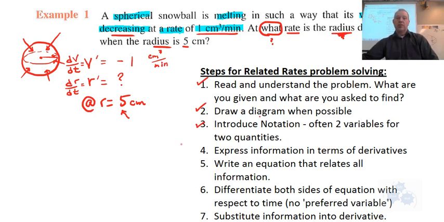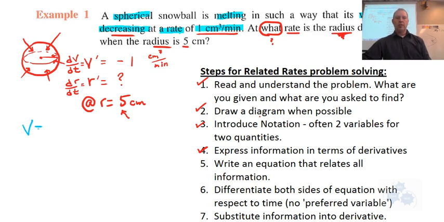Express information in terms of derivatives. We've done that as well, because a rate of change is a derivative of that quantity. So if the volume is changing, that's a derivative. So we're at step 5. Step 5 says write an equation that relates all the information together. What information are we given? Well, volume and radius of a sphere. Sometimes in these problems, it's going to be an equation that you know from previous math classes. The volume of a sphere has a volume obviously, and it has a radius in it obviously. That's the one we're going to use here.